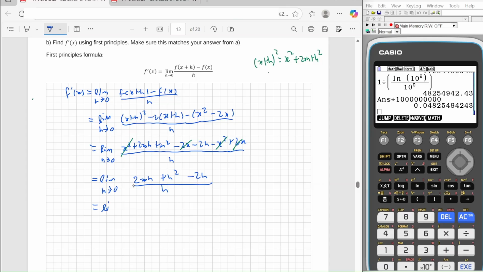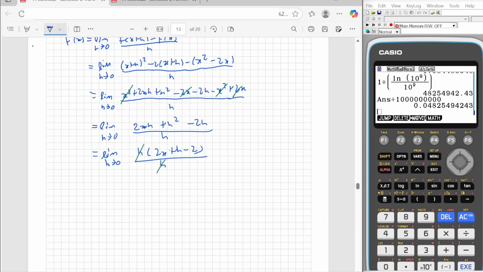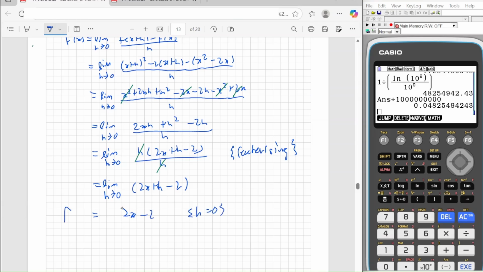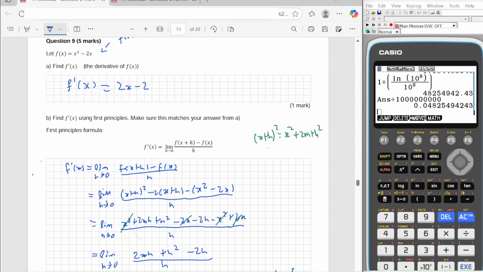And then we can pull out h as a common factor. So this is h into 2x plus h take 2, over h. Next, we're going to cancel off the h's from the top and the bottom. So if we do that, maybe we'll like factorizing. Just to be really clear what we've done there. So limit as h goes to 0 of 2x plus h take 2. Now that h is not on the bottom of the fraction, we can just set h to 0. So h equals 0 there. And that's f dash of x, and that also matches the answer we got before, 2x take 2.